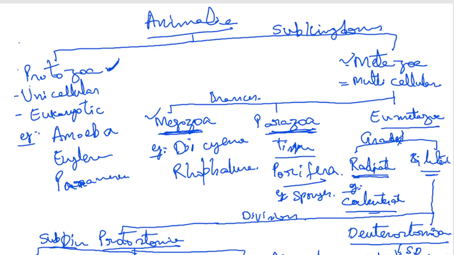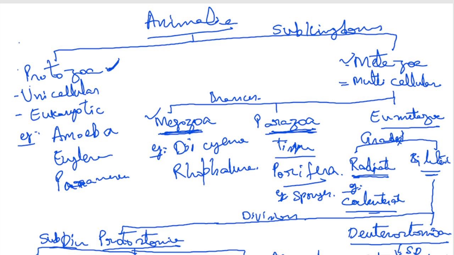I just wanted to explain it again briefly. The kingdom Animalia is classified into two subkingdoms, the protozoa and metazoa. The metazoa is again classified into three branches: the mesozoa, parazoa, and eumetazoa. The mesozoa have examples called Dicyema and Rhopalura. The parazoa contains only one phylum, Porifera. An example for Porifera is sponges.